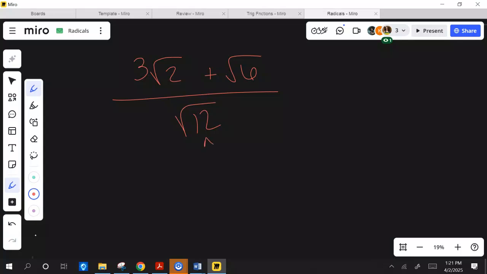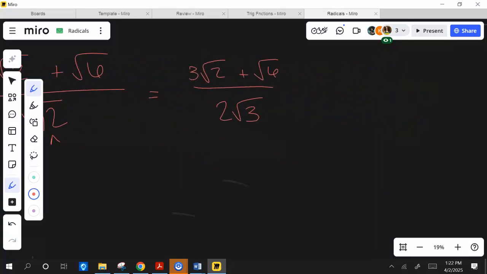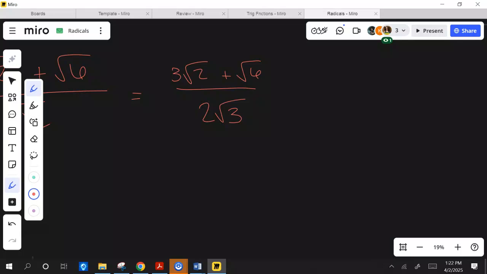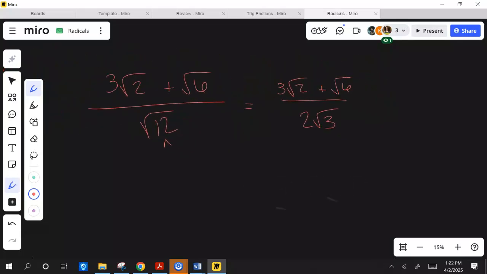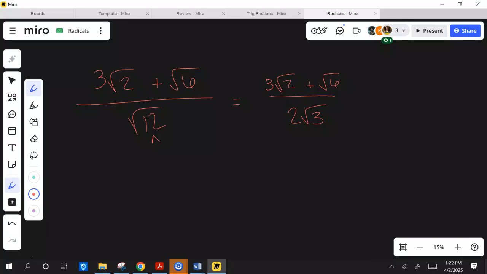So what does 12 split up to? 4 and 3, right? So this is 3 root 2 plus root 6 over, what is it simplified? 2 root 3. So I need to get rid of the square root of 3, right? So I'm going to multiply the top and the bottom by square root 3. Why do I not have to do the 2? Because the 2 is a whole number. That's right. I'm only worried about what's in the house.